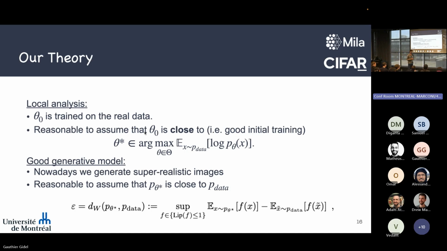Yes, Simon. Just to clarify, the closeness of theta 0 is in distribution? That's a very good question, because that's the weakness. The norm could be anything. That's the weakness of our analysis. We analyze everything in the parameter space, so we assume theta 0 to be close to theta star in parameters, in L2 distance. One of the follow-ups we absolutely want to work on is to do everything in the distribution space. I believe this is true. There is a hope, but we haven't proven it yet.